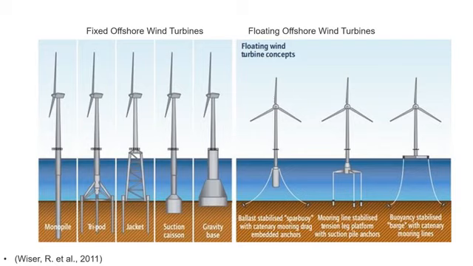On the other hand, there is another design which is called floating offshore wind turbines, and it has different kinds of installations at the base, namely ballast stabilized spar buoy with catenary mooring drag embedded anchors, mooring line stabilized tension leg platform with suction pile anchors, and buoyancy stabilized barge with catenary mooring lines.